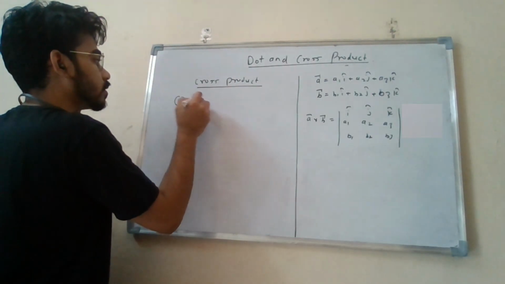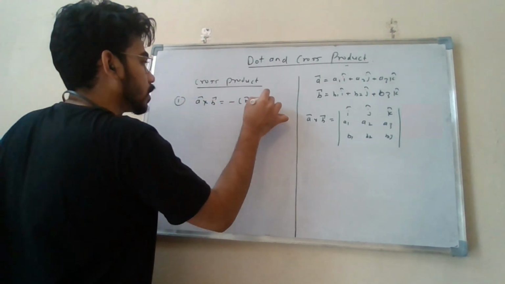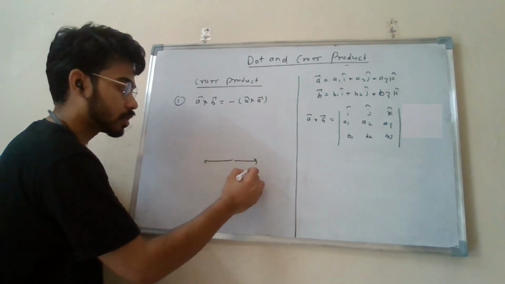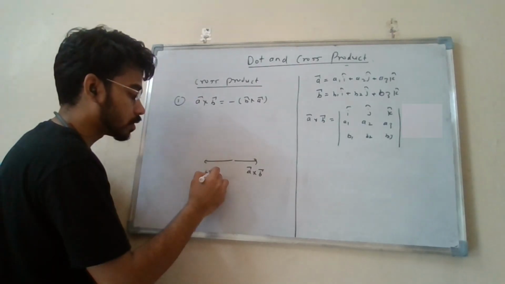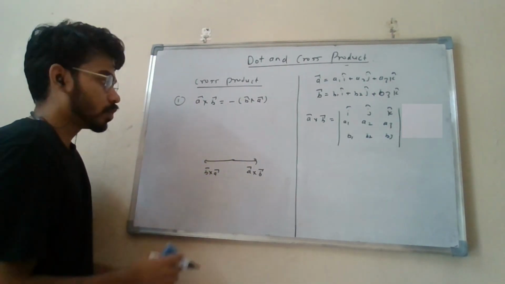So my first property is that A cross B is minus of B cross A. Clearly, A cross B direction is here, then B cross A direction is here, just opposite. This is my direction of A cross B, then this is my direction of B cross A. They are opposite to each other. That's why the minus sign is there. Okay, this is my first property.